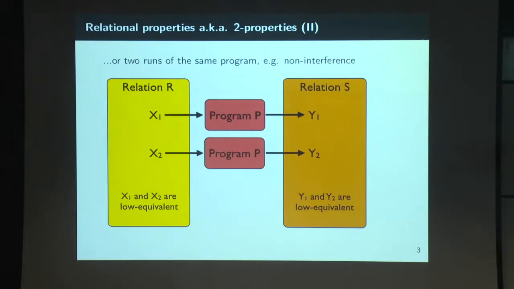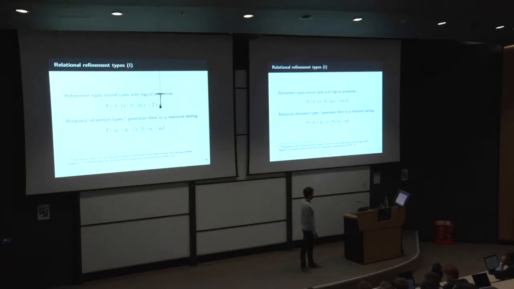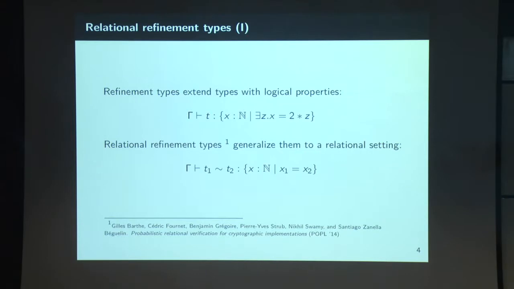In this case, we can speak, for instance, about non-interference, and we can say that if the inputs of the two runs of the program are equivalent at the low security level, then the outputs should also be equivalent at the low security level. Well, at least in the higher order setting, this is solved. One of the possible solutions is using relational refinement types.